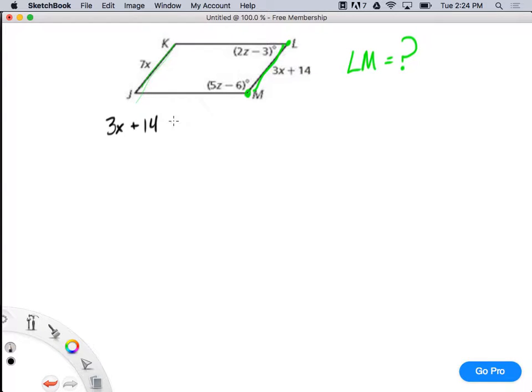3x plus 14 equals 7x, right? And then all I have to do is solve for x, and then I can plug it back in to get the side. Does that make sense? So I know they're equal, so I set them equal. Questions?